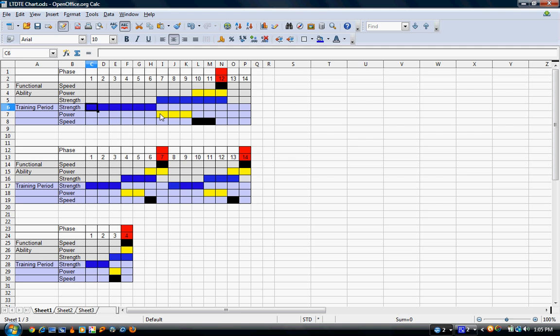Then at week 7 we begin training for power. We train for power for 3 weeks, weeks 7, 8, 9, and you see the residual kicks in as soon as we cease that power phase, and we see power peaking during weeks 10, 11, and 12. Finally, we go through our speed phase, high velocity movement. That's weeks 10 and 11, and the residual training effect again kicks in at week 12.